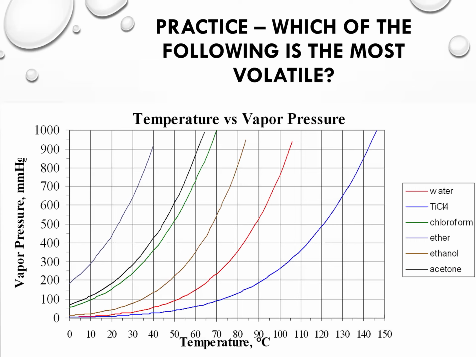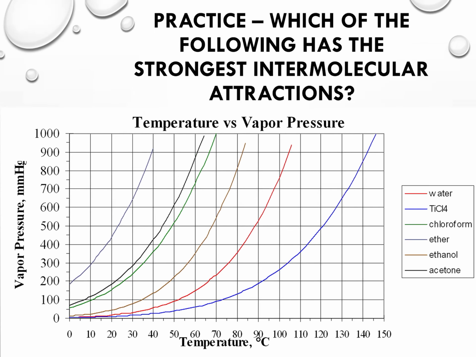So here's one. Which of the following is the most volatile? So which one is the easiest to evaporate, essentially? So again, we're going to look at which one of these evaporates or boils at the lowest temperature. So here I'm just going to draw it from 750 because that's close enough. So that's going to be our normal boiling point. And it looks like this one, which is ether, has our lowest boiling point, which means it has the highest vapor pressure, which means it will be the easiest to evaporate.